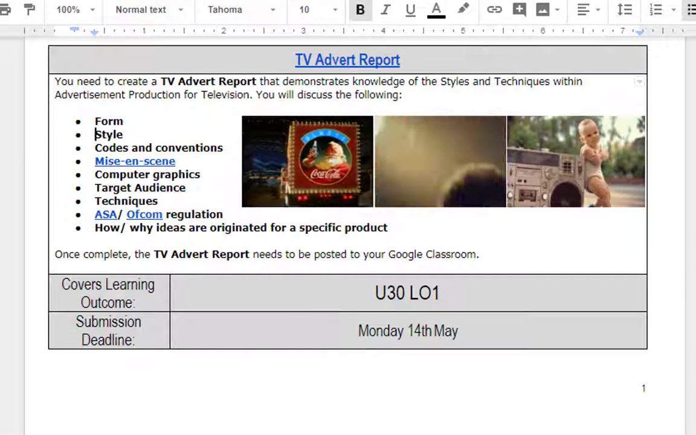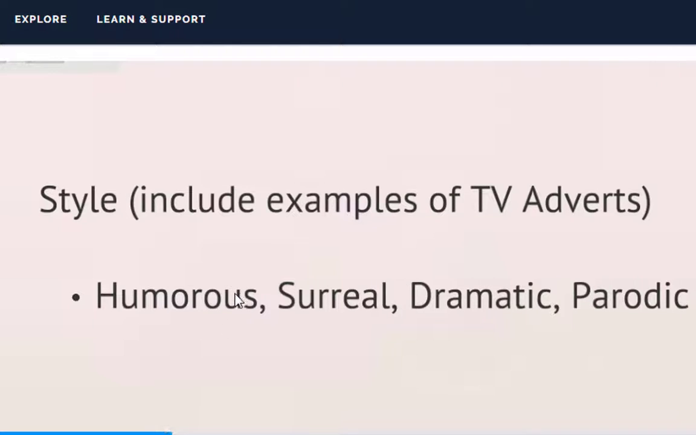So for style, you need to think about humorous adverts, surreal, dreamlike, borderline nightmarish adverts, dramatic and parodic, as in parody. Why are these useful? Why are they chosen as styles to actually connect with an audience?